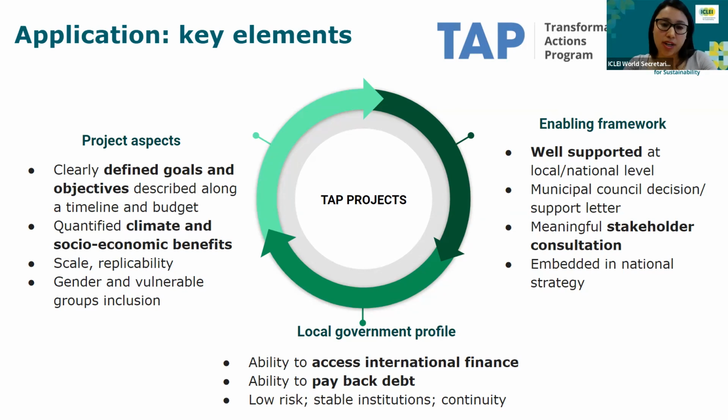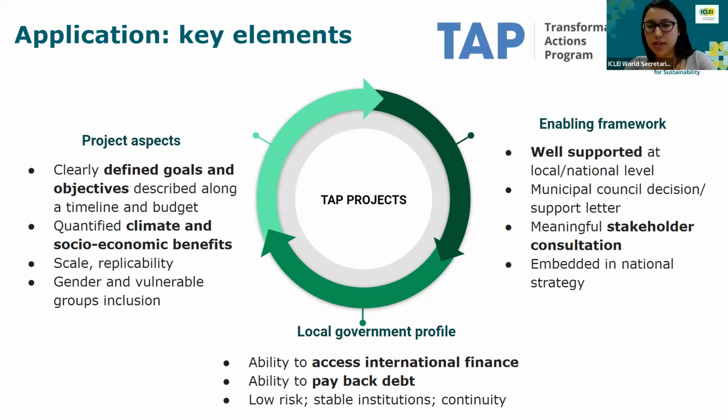Regarding the enabling framework, it's also very important that the project is well supported by the local and the national government. Also, whether there is any municipal council decision approving the project, or any supporting letter issued by the local or the national government. Also, it's important for applicants to prove a meaningful stakeholder consultation, and to prove that the project is embedded in a national strategy.